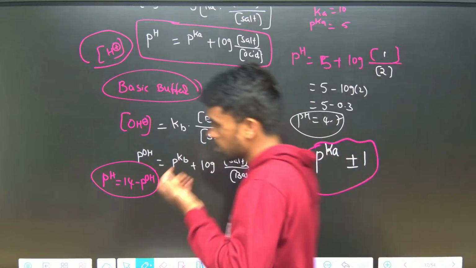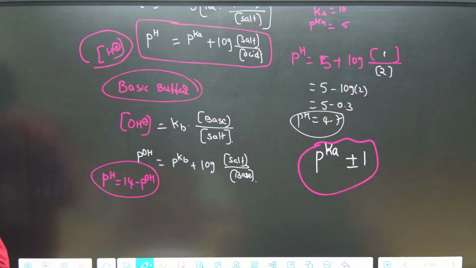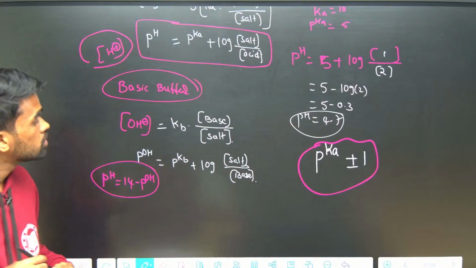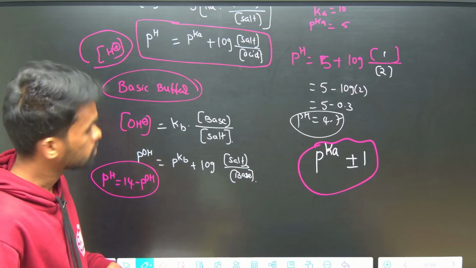Okay. So we have to do log 0.5 as 5 into 10 to the power minus 1.